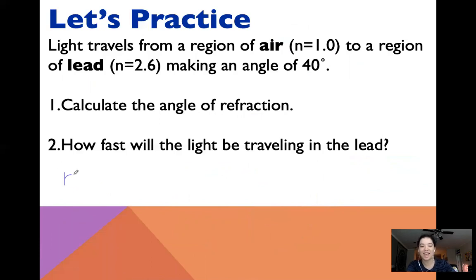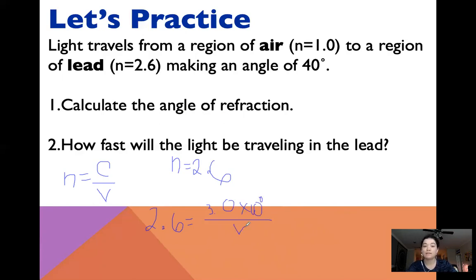This is going back to n equals c over v. Remember, the n for the LED is equal to 2.6. So we're going to say 2.6 equals 3.0 times 10 to the 8 divided by v. If I want to get v by itself, I first have to get it out of the denominator of my fraction. So to get it out of the basement, we are going to start by undoing division, which is multiplication by v. Whatever we do to one side, we got to do to the other.